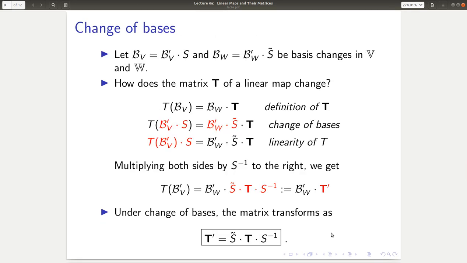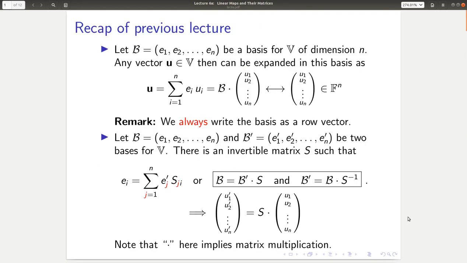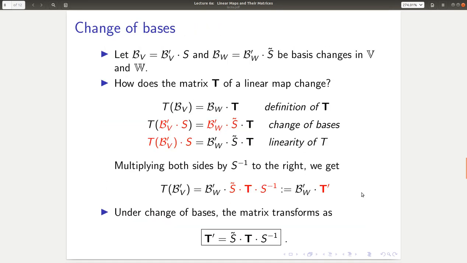Again, we need to ask, how do things change under basis change? So let us go back a little bit to the first recap. If you remember, we saw that there is an invertible matrix S for every change of basis. So we start from B and go to B prime basis, with this S, or if you want to go from B prime to B, there's an S inverse here. So let's come back to change of basis. Let's say that BV equals, so now there are two vector spaces, so we'll have S for the basis change in V and S tilde for basis change in W. So now the question is, how does this matrix change?